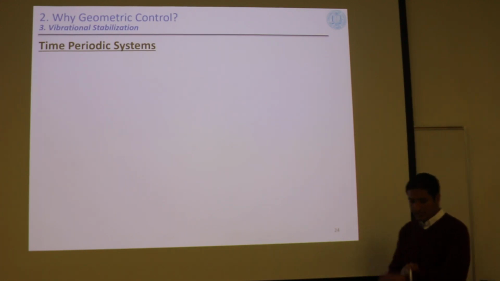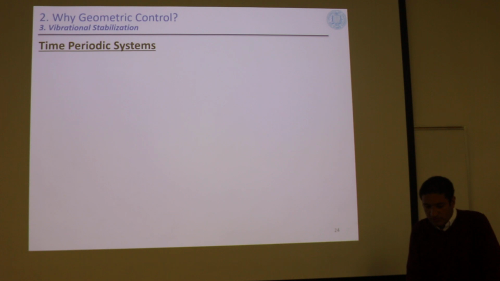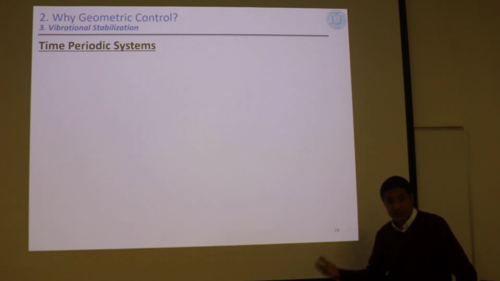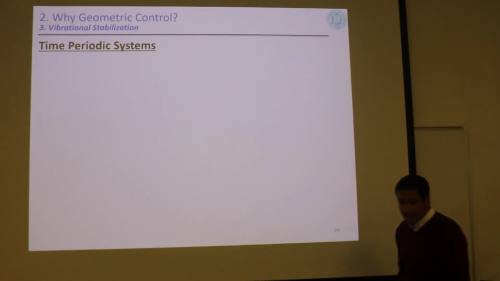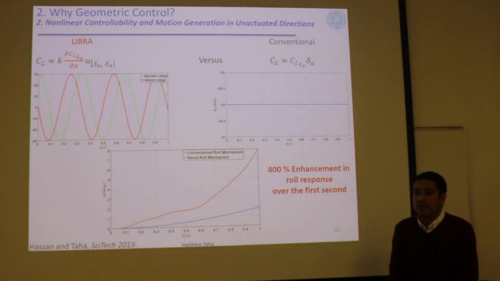I will go to the last topic. Remember, I promised you 3 benefits. First is the global results, right? Not local. The second is nonlinear controllability, how to move along directions that we cannot move. And these results you can apply to wherever. You just pick a system. This is the point. Pick a system.